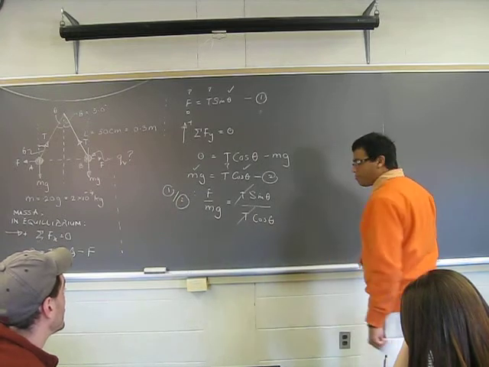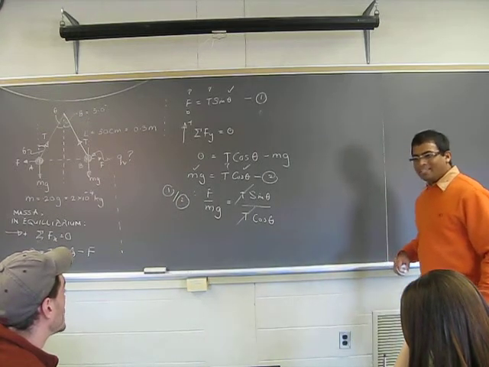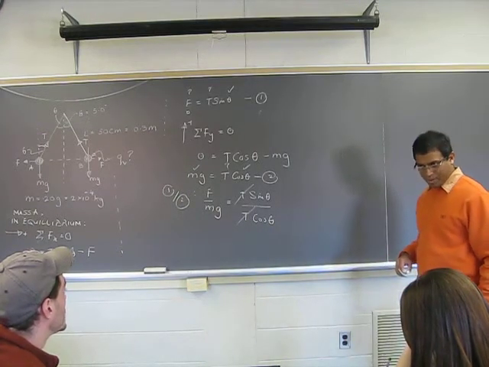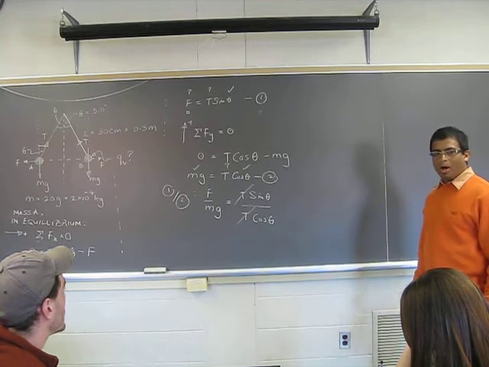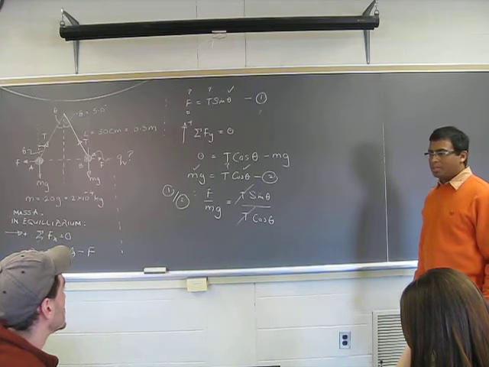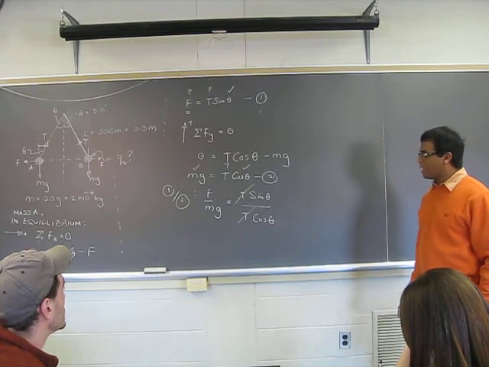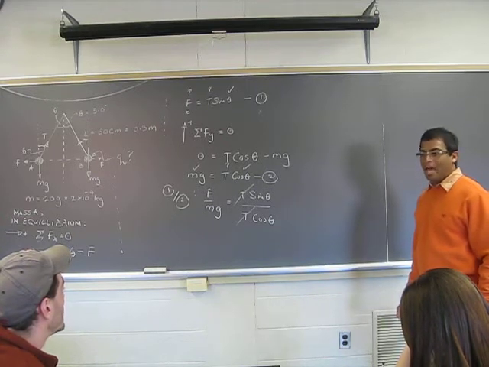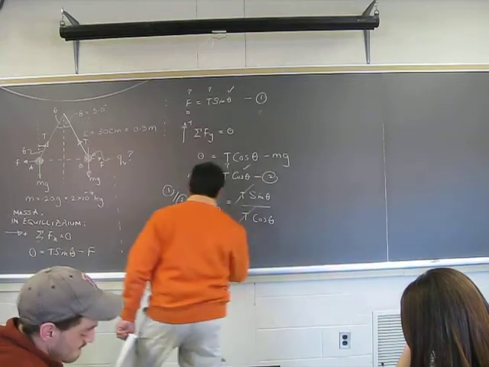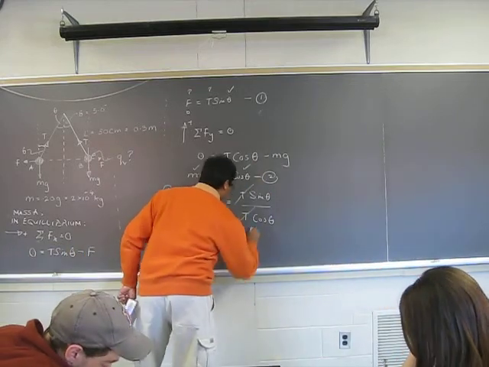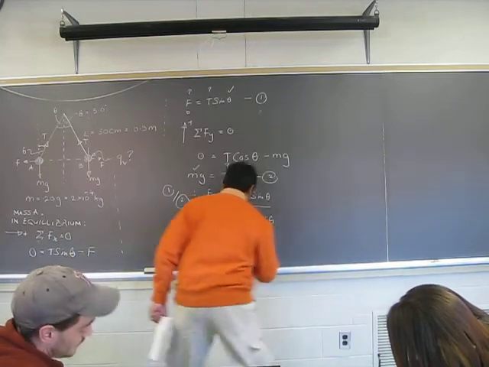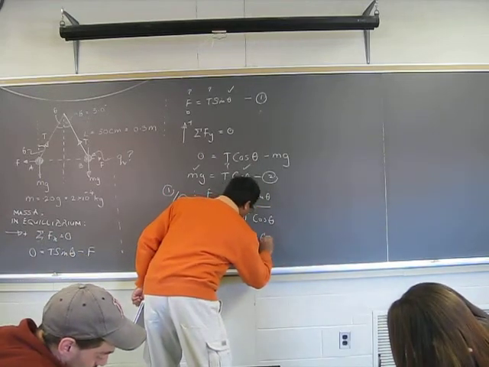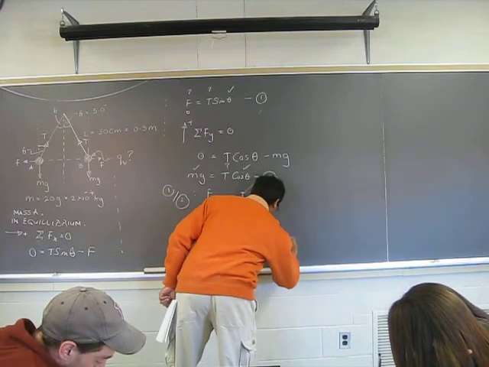So, let's isolate the unknown. Out of this equation, what is the variable that we have no idea about? F. So let's keep F. Beautiful. So let's do this. And sine divided by cosine, what is that? Tangent. Tan theta times mg.